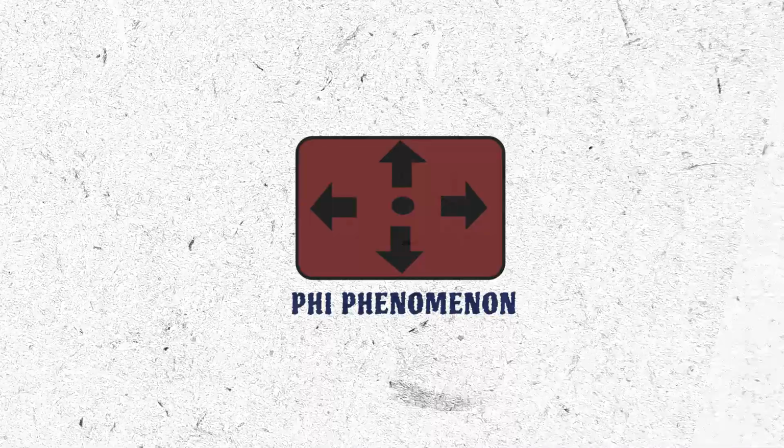Phi phenomenon. In contrast to the beta movement, this one does not include any movement of the circle, just the disappearing of them, but it still creates a movement perception.